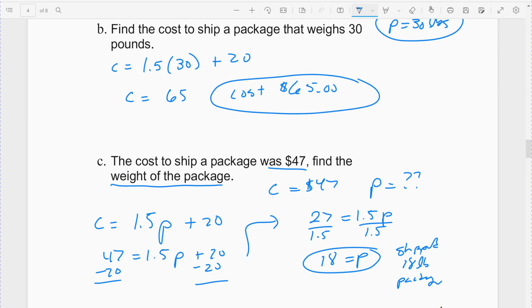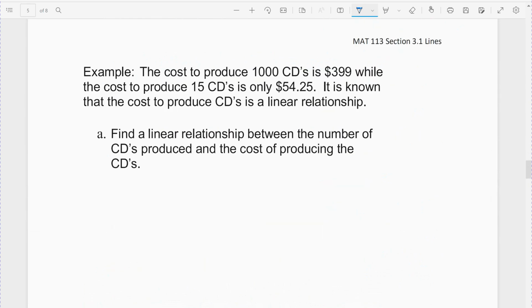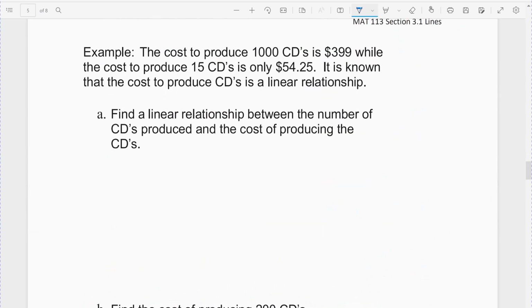Alright, the next example. So the next one is the cost to produce 1,000 CDs. Suppose that we know the cost to produce 1,000 CDs is just under $400, $3.99. Well, the cost to produce 15 CDs is just $54. Okay, make sure that it's going to be that much different, 15 and 1,000, big different numbers.